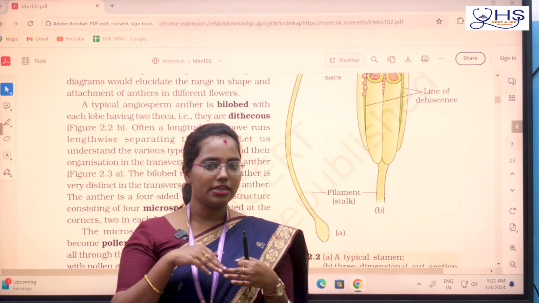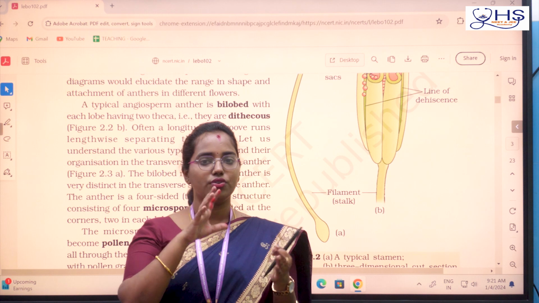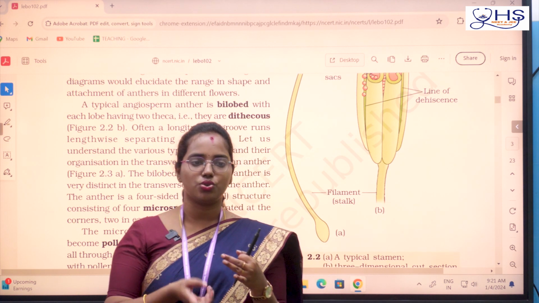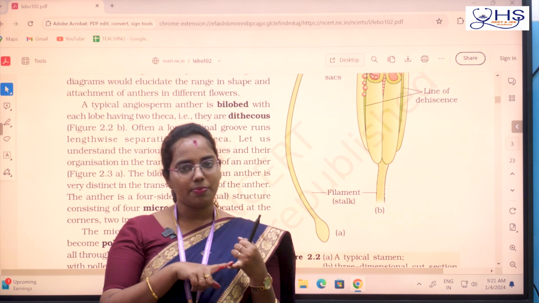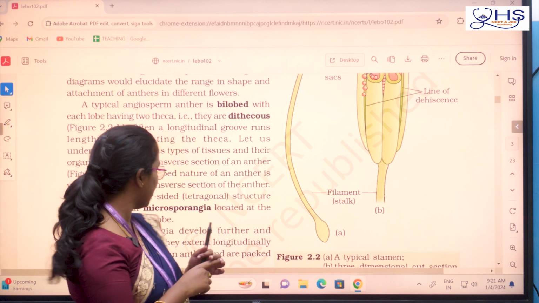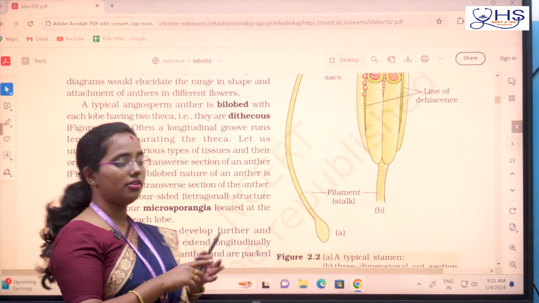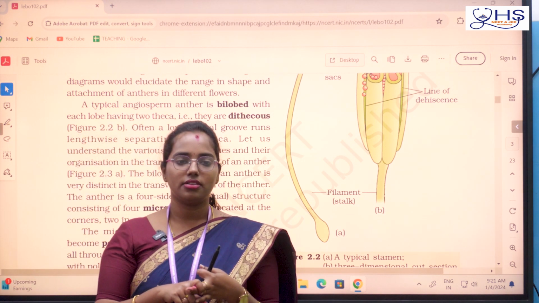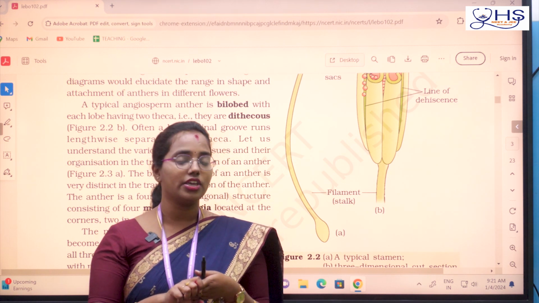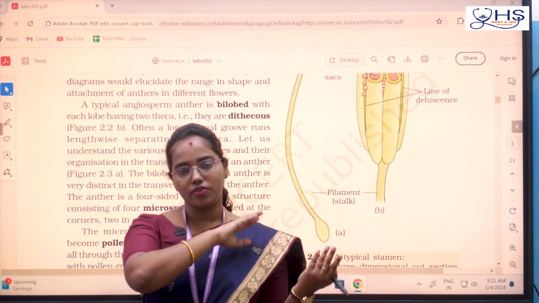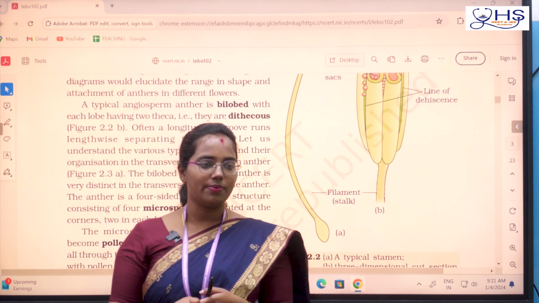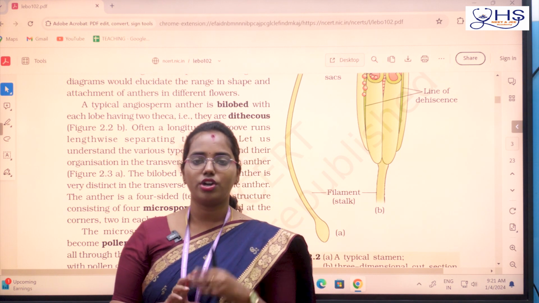The third layer is the middle layer, which is nothing but three to four layers of parenchymatous tissue. The outermost layer is the epidermis, the second is the endothecium, the third is the middle layer. The fourth layer is very important. We can expect questions in both NEET and board examinations from it: the tapetum.